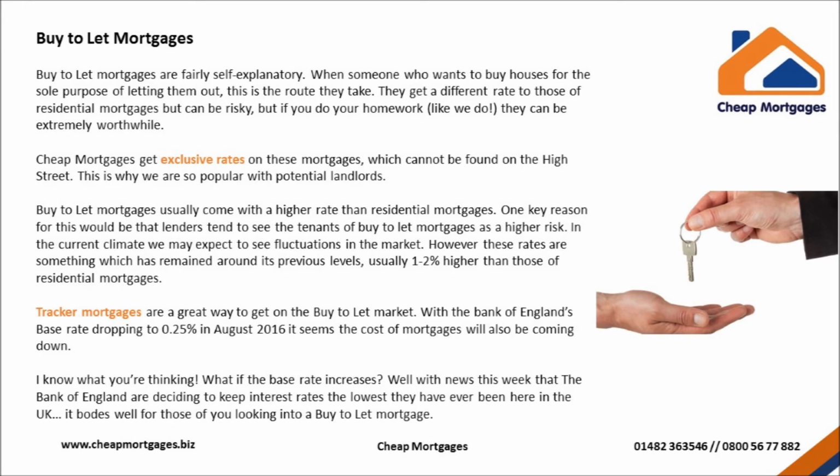The second type we'll be looking at is buy-to-let mortgages. A buy-to-let is fairly self-explanatory in that it allows a person, usually a landlord, the ability to purchase a house with the intention of letting it out. The aim being that the rent acquired will cover the cost of the repayments and allow the owner a little bit extra to take as profit.